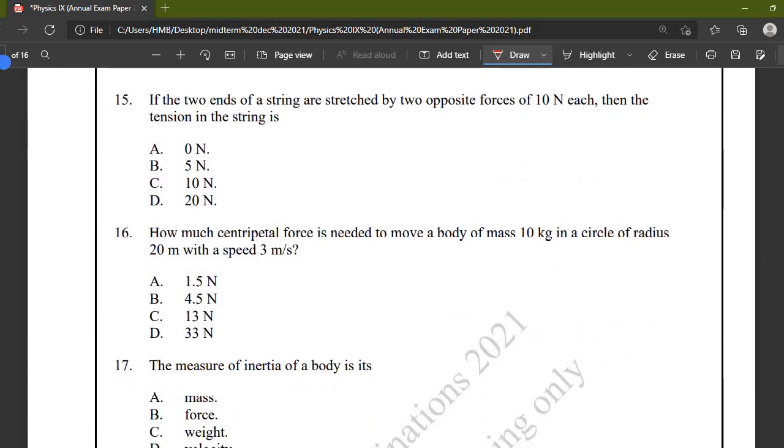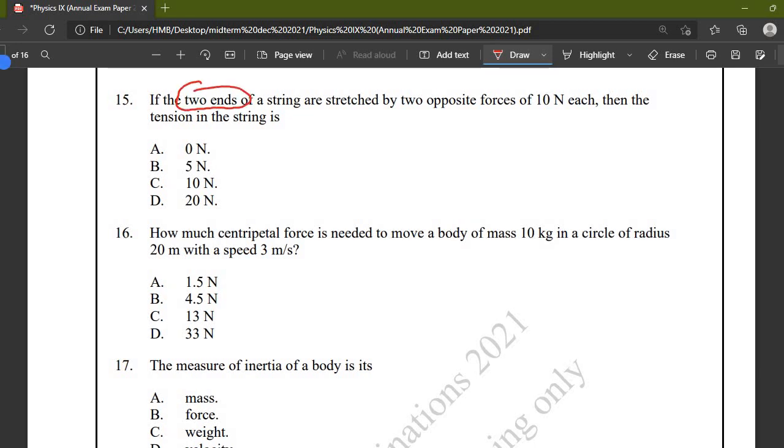Then we have question 15. If two ends of a string are stretched by two opposite forces of 10 newtons, we have to find the tension in the string. Let's say this is a string and this string is pulled with a force of 10 newtons and a force of 10 newtons in the opposite direction. The stretching in that string will be due to the application of these forces, and this stretching will be known as tension force.